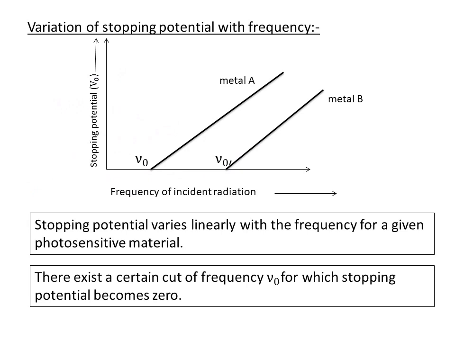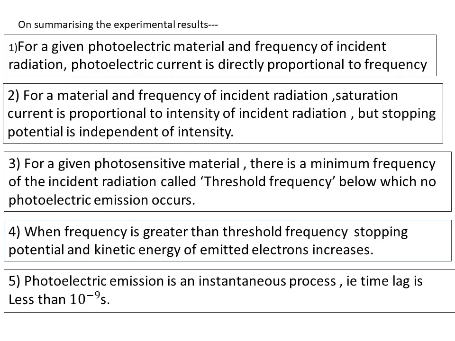The variation of stopping potential with frequency. If we take metal A, we can see that stopping potential varies linearly with frequency for a given material. There is a certain cutoff frequency nu0 for which stopping potential becomes 0. For metal B, we can see that stopping potential also varies with frequency. We can summarize the experimental results.